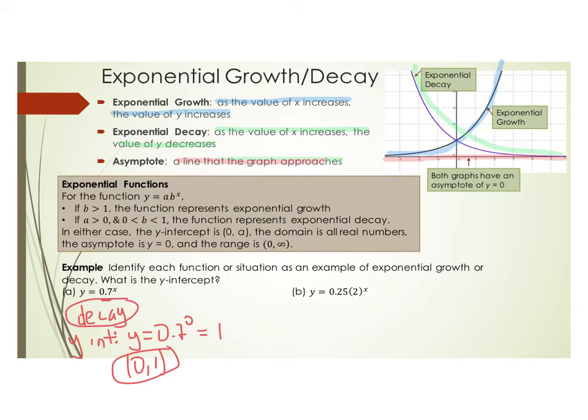Okay, so in letter B, whatever it is you're taking to the x power, is that larger than 1 or between 0 and 1? Well, 2 is larger than 1, so therefore B is growth. And remember to find the y-intercept, we will put 0 in for x. And note to self, we do get 0.25. So therefore, the y-intercept is (0, 1/4).